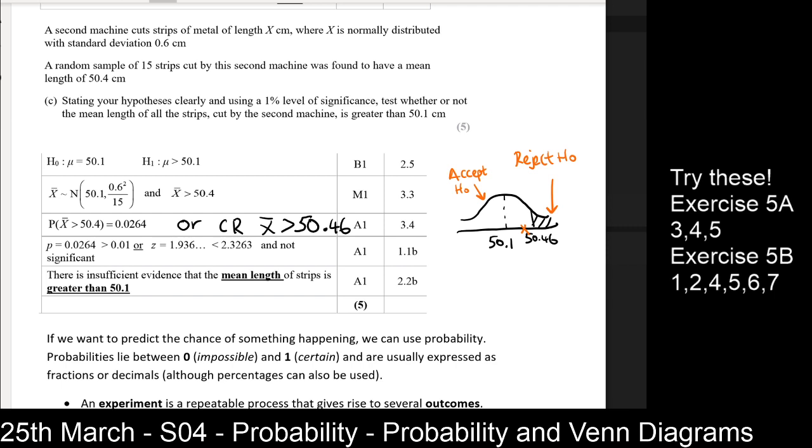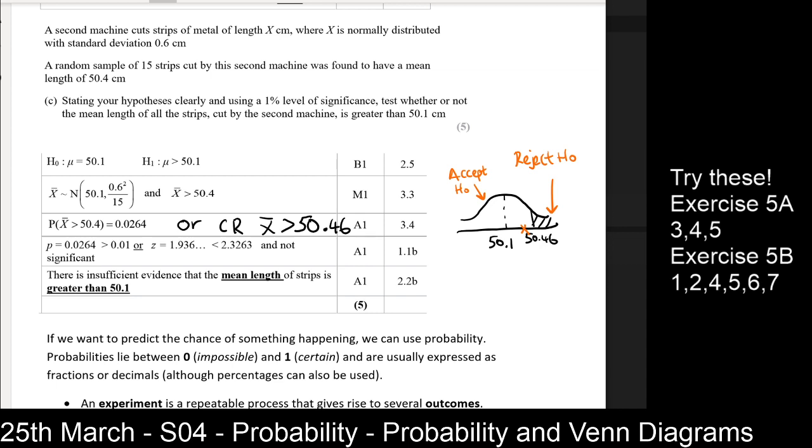And then for that 3rd answer mark, you've got 2 choices how you could get this. You could either use the first method, which is what we looked at on Monday, where you work out the probability that x is greater than 50.4, which you find to be 0.0264. Now that is greater than your 1% significance level, so then you can conclude that there's insufficient evidence that the mean length of the strips is greater than 50.1.